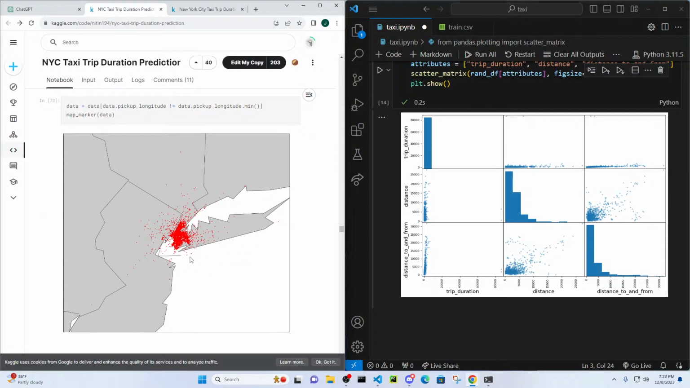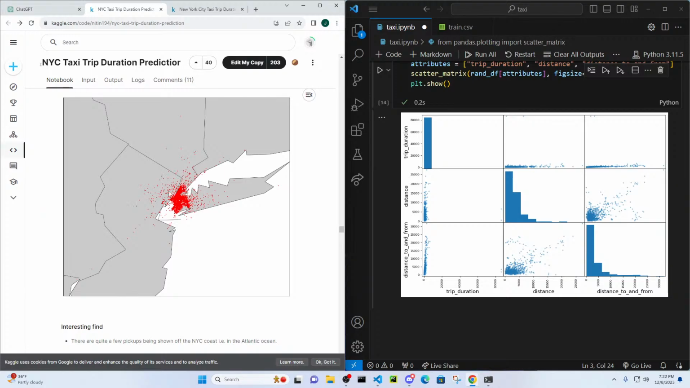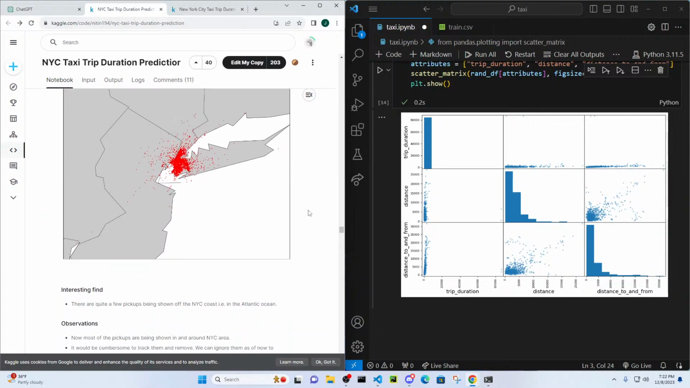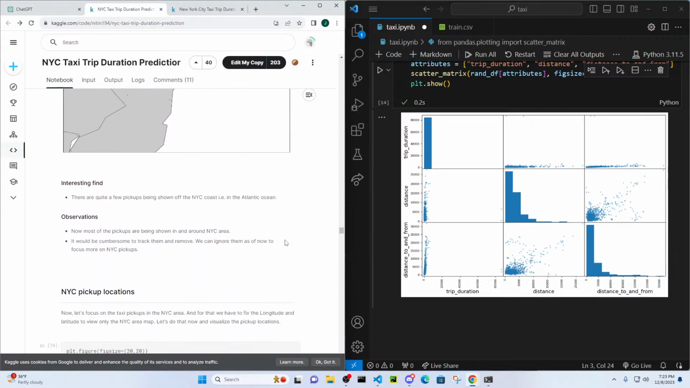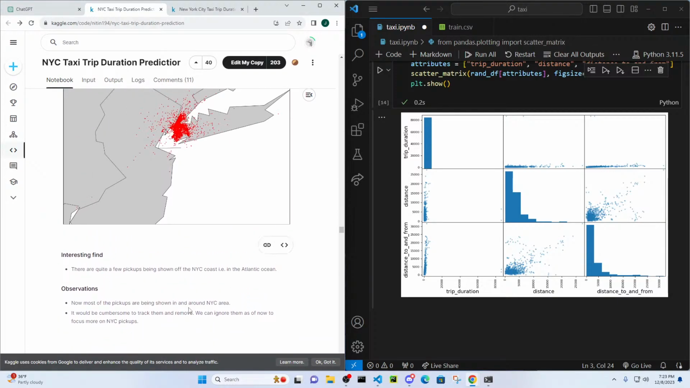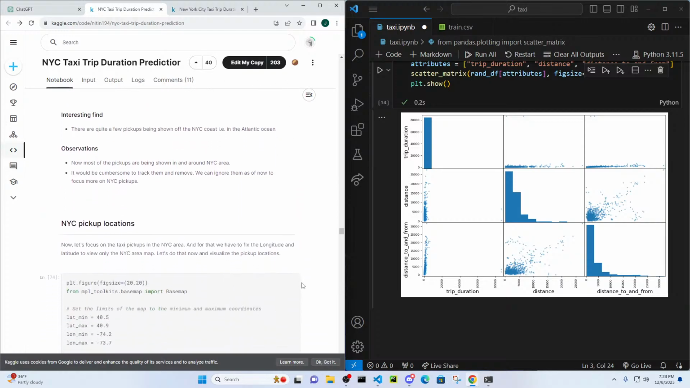A couple here in the ocean. That's funny. But most of them, yes, are right in Manhattan. Jersey. Long Island. There are quite a few pickups being shown off the New York City coast in the Atlantic Ocean. Now, most of the pickups are being shown in and around New York City. It would be cumbersome to track them and remove them. We can ignore them as of now to focus more on New York City pickups.